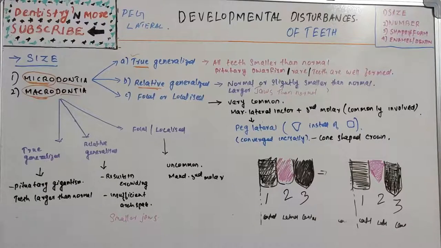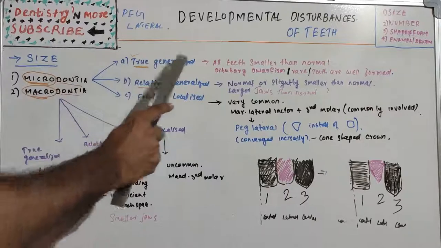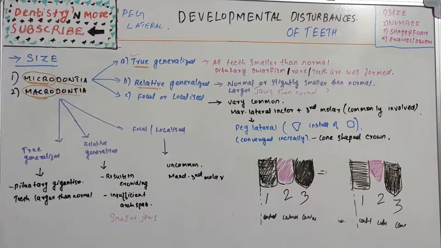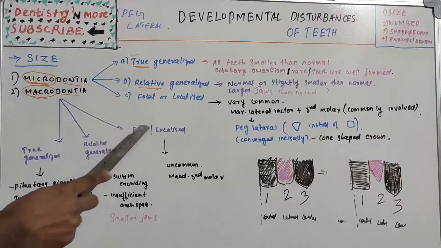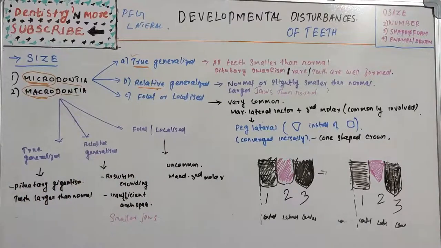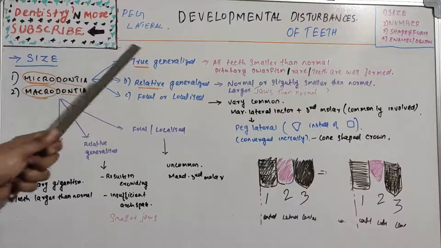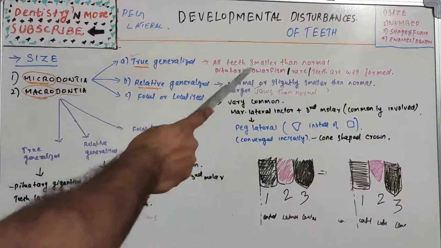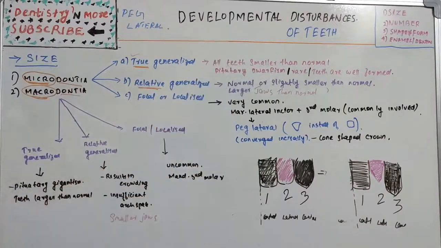In both categories we have three subdivisions: true generalized microdontia, relative generalized microdontia, and focal or localized microdontia. Similarly, true generalized macrodontia, relative generalized macrodontia, and focal or localized macrodontia. Let's see one by one. The first one is true generalized microdontia. Here the teeth are actually smaller than normal. It is commonly seen in pituitary dwarfism, which is very rare, and the teeth are well formed, but smaller than normal.